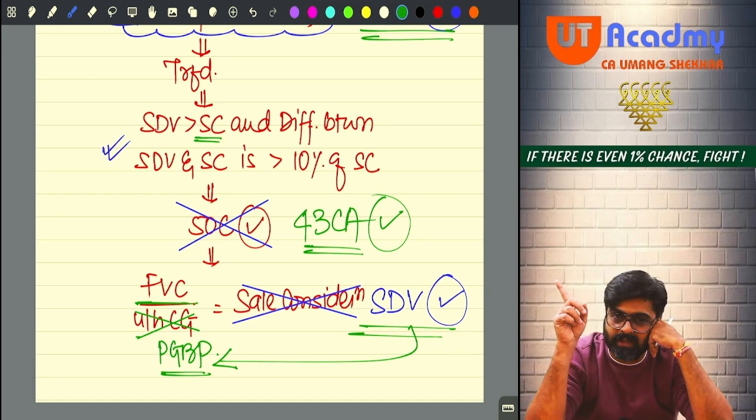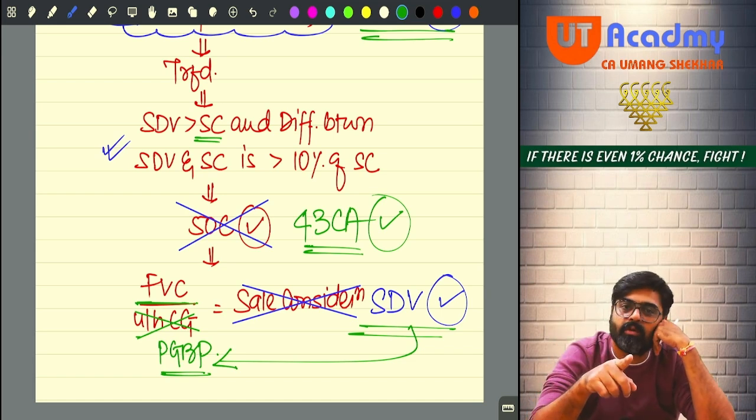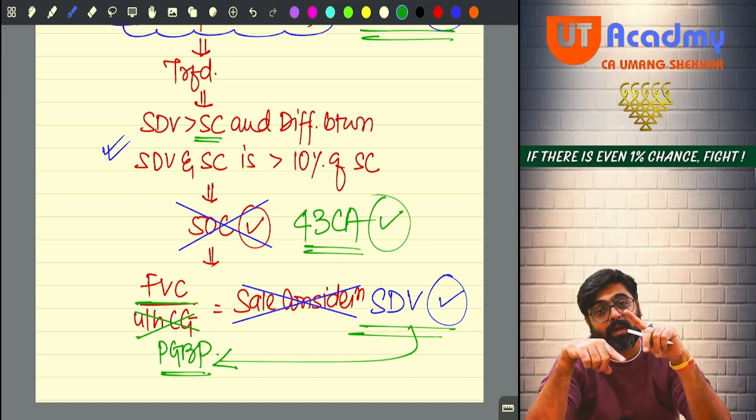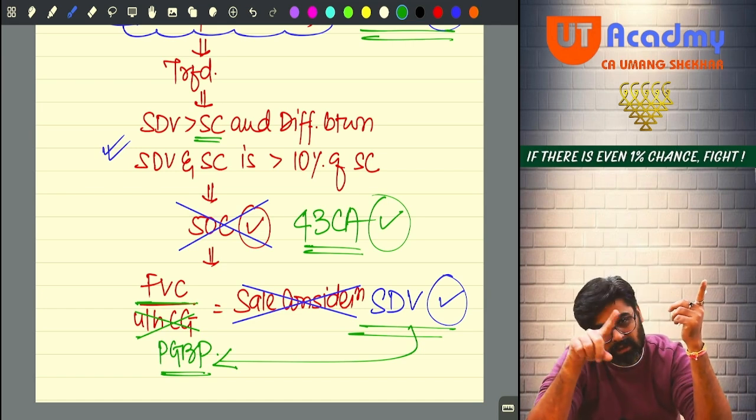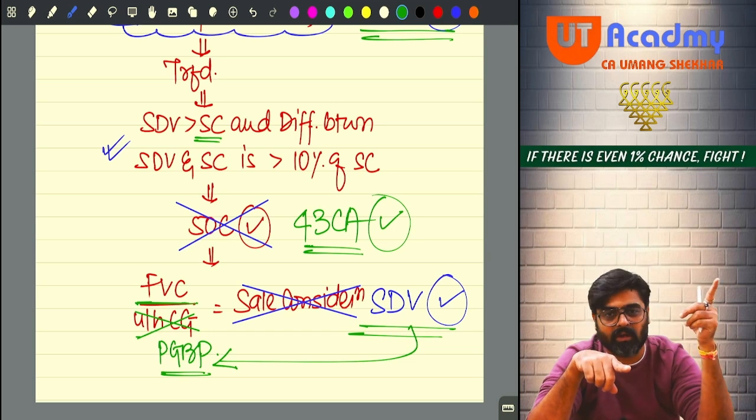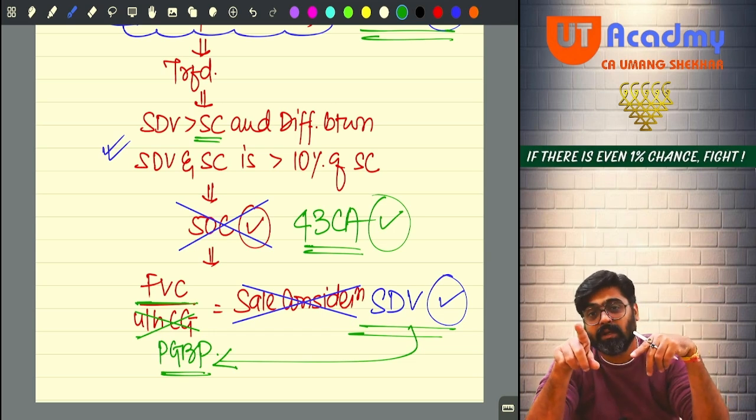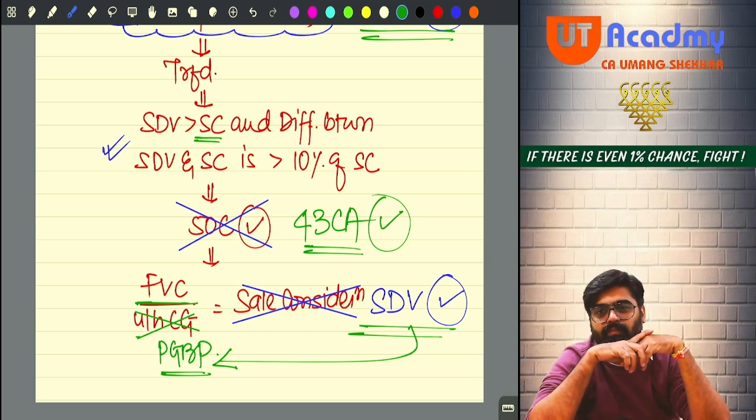So to calculate your PGBP income also, this amount will be treated as your income and not the sale consideration. To calculate your capital gain also, this stamp duty value will be taken as your income and not the sale consideration. Got it, sir? Should I move ahead?